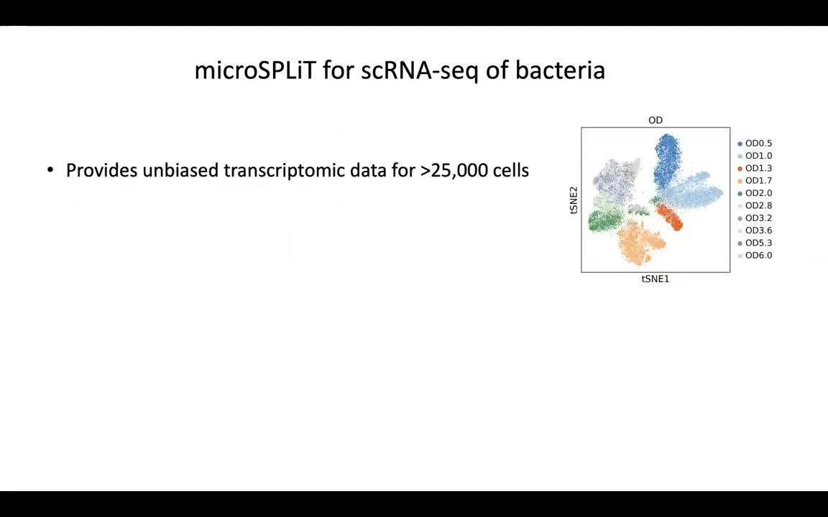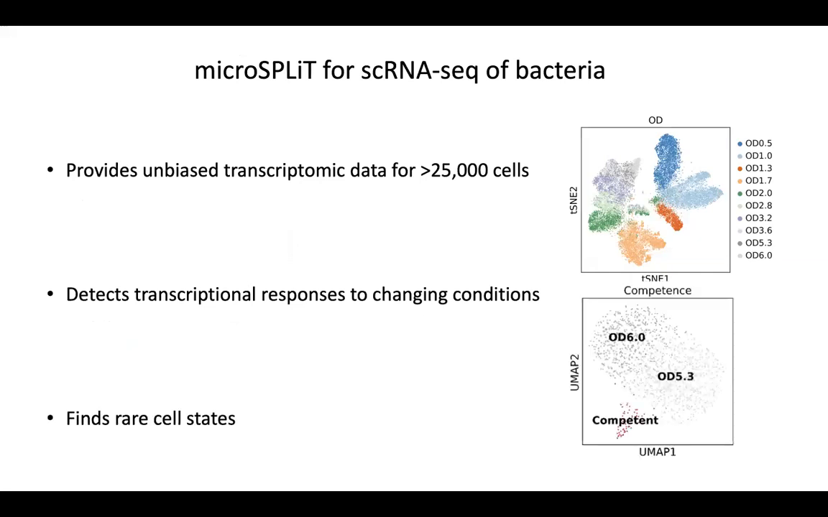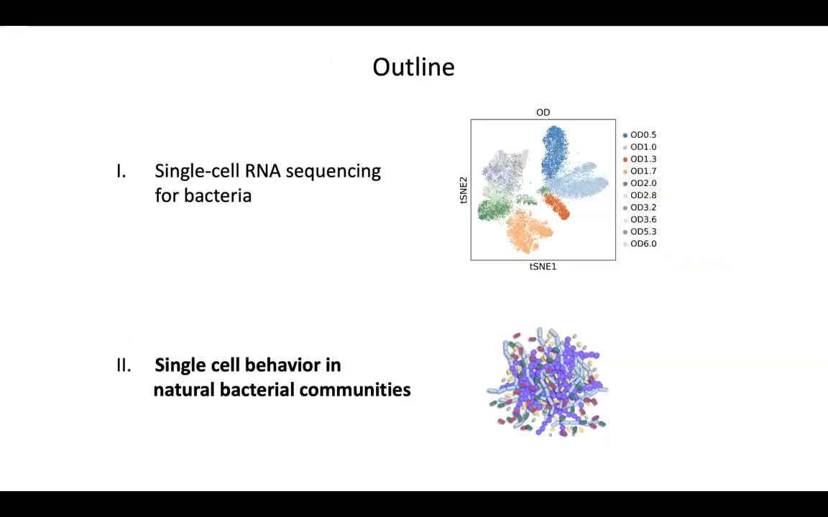All right, so to wrap up this section, microSPLiT provides unbiased transcriptomic data for 25,000 cells, detects transcriptional responses to changing conditions, and finds rare cell states. That's the end of the published, well-groomed data. And now I'm going to tell you about our ongoing efforts in studying single cell behavior using microSPLiT.